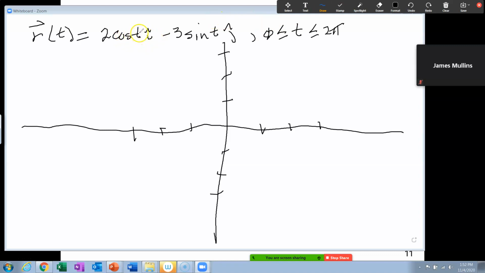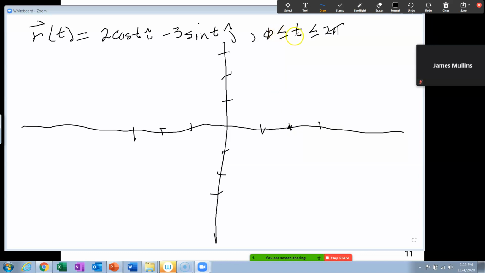Cosine of t is 1. 2 times 1 is 2. So 2 in the i direction, there's where that would be. But when t is equal to 0, sine of 0 is 0. Minus 3 times 0 is still 0, so your j is 0. So there is your first value. Okay?